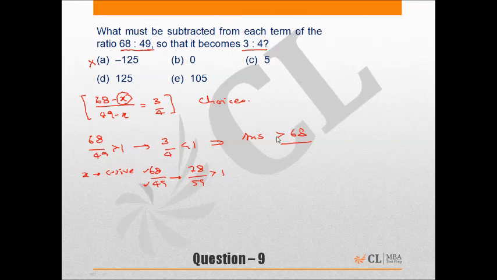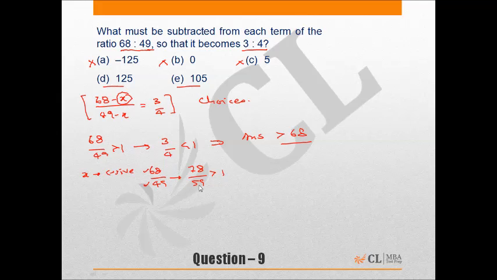Second, my answer cannot be between 0 and let's say 68, because then again I will end up with a fraction which is greater than 1 or which is a negative number. So my answer can only be greater than 68, hence choices A, B and C are incorrect. Out of the remaining two choices, check one of them. Let's check choice E.